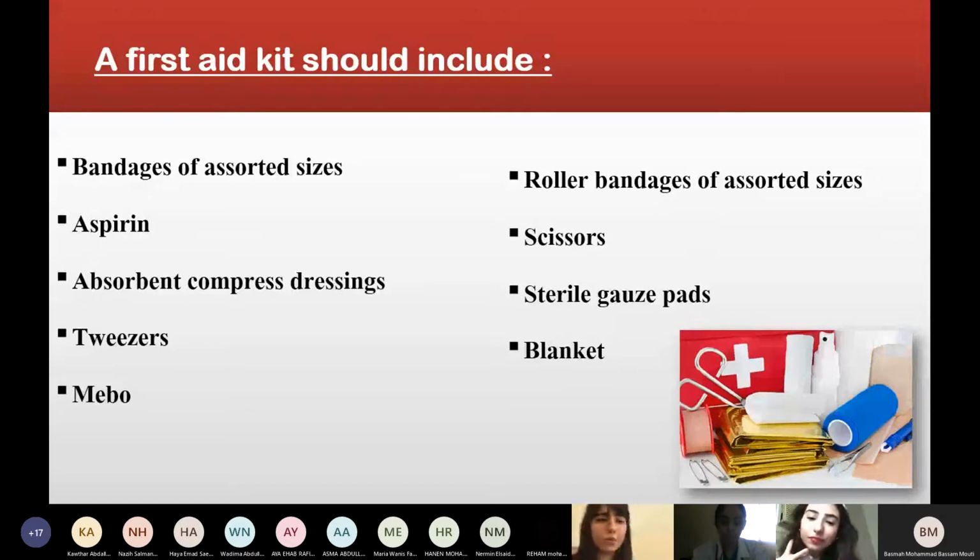I want to ask you, girls, what's your opinion about these tools and products? Which one is the most important in your opinion? The question is for you, girls. Which items do you think are most important to be available in a first aid kit?